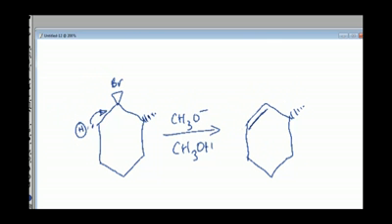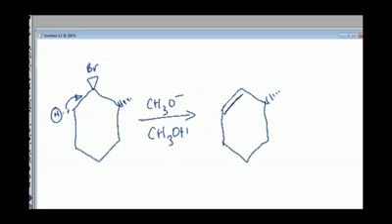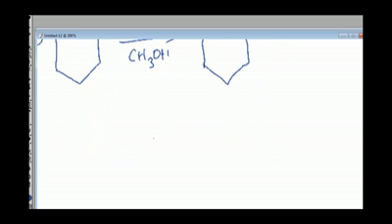Practice, practice, practice, and make sure you also check out the Hofmann product. What will happen in these is if there's multiple choices for double bonds, usually it's Zaitsev's rule, right? But let's say I use a big and bulky attacker like t-butyl oxide.